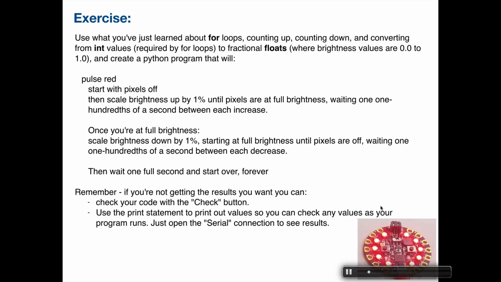And this is what we're going to see down here as I've started the Python program running, or the results of it here. We're going to pulse red instead of blue now. You want to start with the pixels all being off, and then you want to scale up brightness by 1% each time we go through until the pixels are at full brightness, waiting 1/100th of a second between each increase. So again, that's what we see here when we slowly fade up.